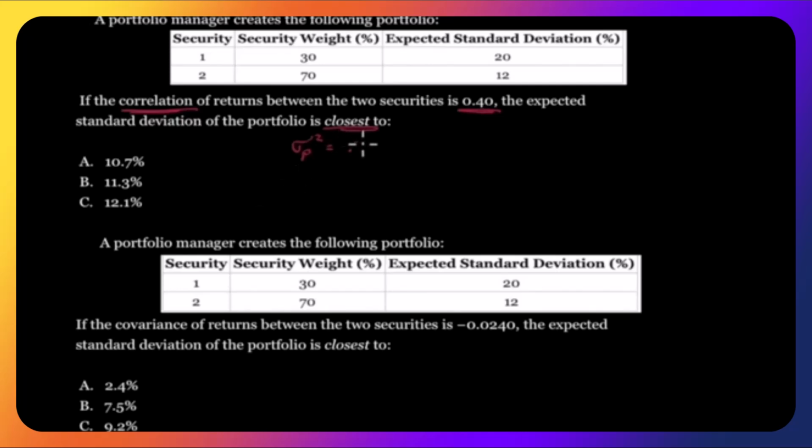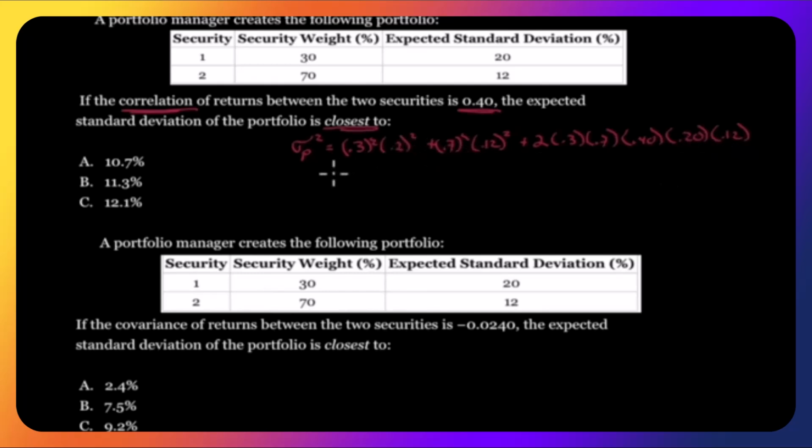The weighting of the first asset, 0.3 squared times the variance of the first asset. We're given standard deviation, so let's remember to square it to get variance, plus the weighting on the second asset, squared, plus the standard deviation on that asset, squared for variance, plus 2 times the weighting on the first asset, times the weighting on the second asset, times the correlation times the standard deviation on the first times the standard deviation on the second. So these are variances, these are standard deviations at this end.